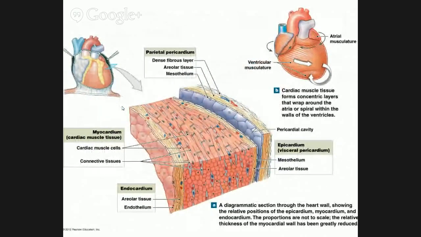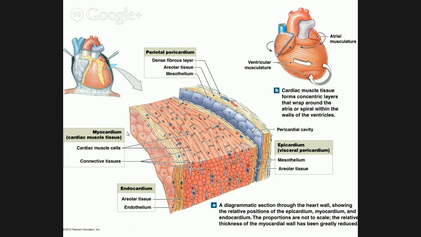So to talk about that term epicardium for a second, here we see the parietal pericardium with the fibrous layer out here. And then the visceral pericardium is the layer of mesothelium and its connective tissue next to it, which is also considered the outer layer of the heart as an organ, which we call the epicardium and also called the visceral pericardium.